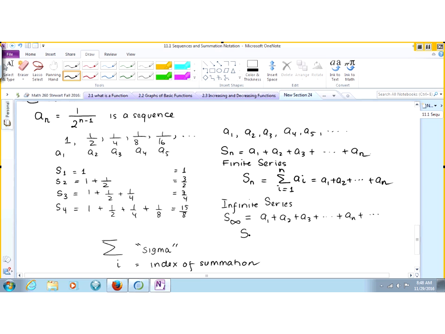Now, can I write the infinite series using sigma? Yes, I can. Sigma, i goes from 1 through infinity of a_i, which is equal to A1 plus A2 plus A3 all the way to infinity. So the difference here: this one stops, and this one goes to infinity, finite and infinite series. I'm not done with the summation because we have some summation rules, so tomorrow we will continue.